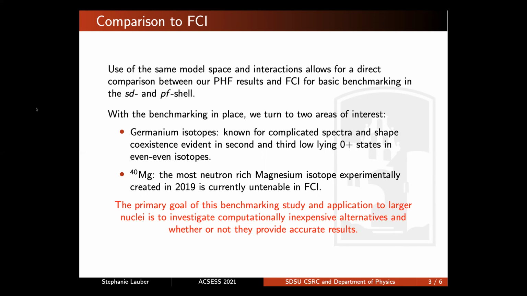So the primary goal of this benchmarking study and application to larger nuclei is to investigate the computationally inexpensive alternatives and see whether or not they provide accurate results.